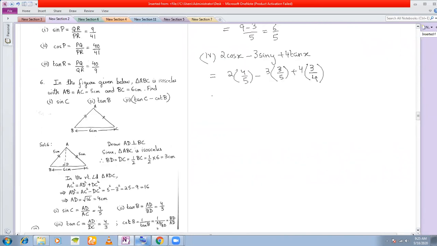So now we add up all this. 8 by 5 minus 9 by 5 plus, this 4 and this 4 cancel, so it's simply 3. Okay. Now take the LCM. 8 minus 9 plus 15. And 15 plus 8 is 23 minus 9 by 5. And 23 minus 9 is 14 by 5.